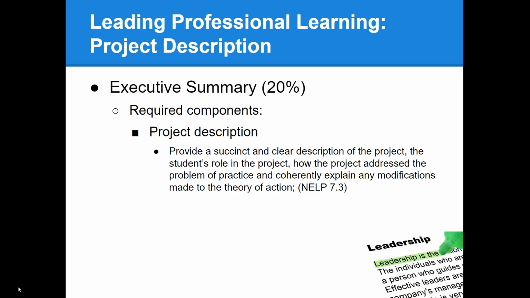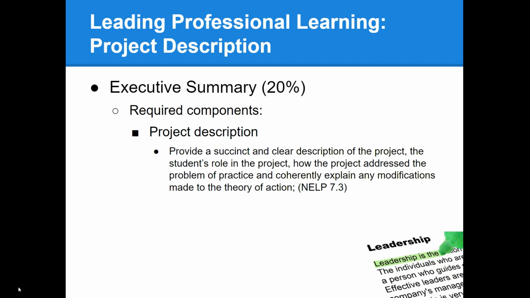So the first required component is the project description. Go ahead and take a look at this for a second. Now it's important to remember that even our most well thought out and best detailed plans, they don't always go like we think they will.